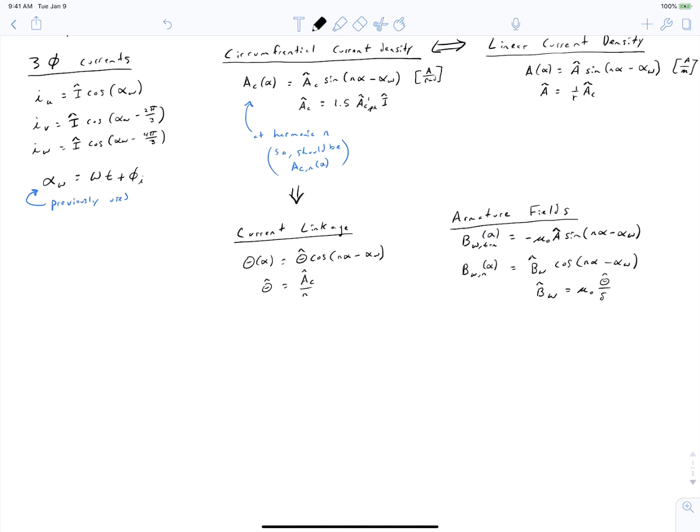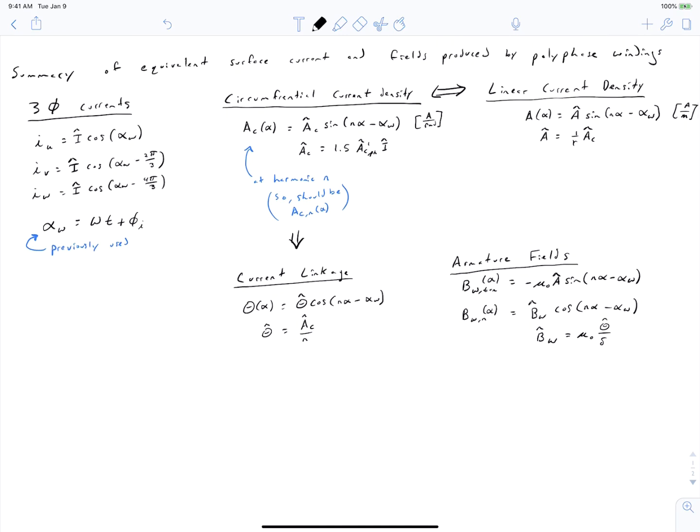So at this point, all of this is a review. This is all a summary of what we've talked about in the preceding lectures. We've talked about how we can take a balanced three-phase set of currents to excite a multi-phase winding and end up getting an equivalent circumferential current density that is located in the inner bore of our stator at the angle that our currents were excited at. And we can convert that circumferential current density to an equivalent linear current density. And we can use these quantities to calculate the current linkage and the fields in the air gap of our machine.